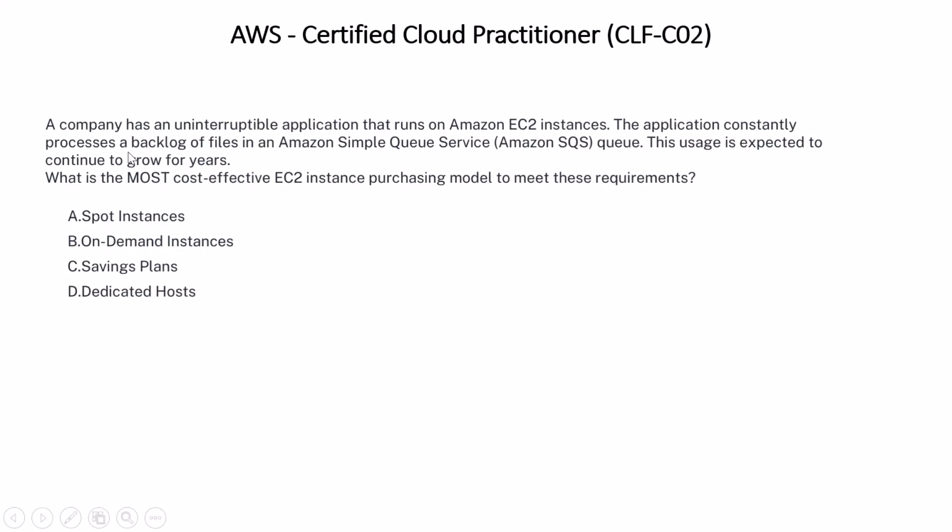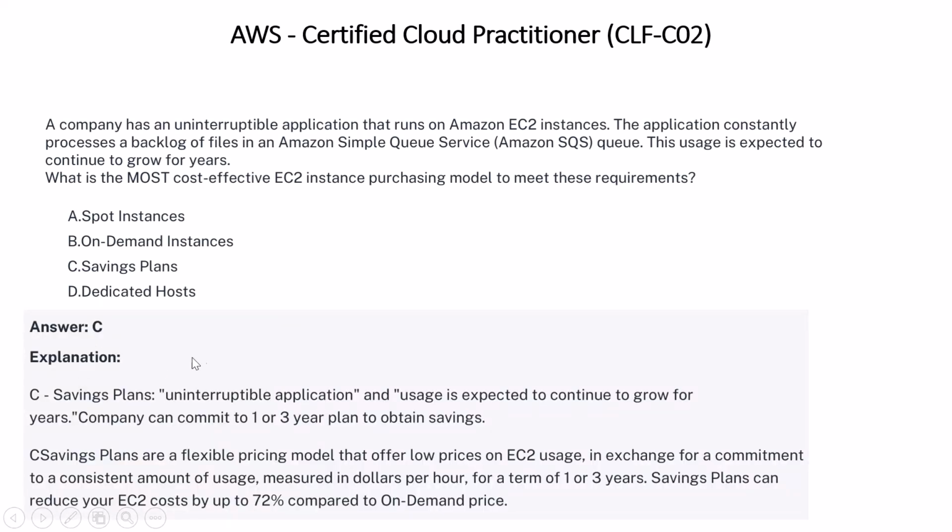Next question. A company has an uninterruptible application that runs on Amazon EC2 instances. The application constantly processes a backlog of files in an Amazon Simple Queue Service queue. This usage is expected to continue to grow for years. What is the most cost-effective EC2 instance purchasing model to meet these requirements? Option A, spot instances, option B, on-demand instances, option C, savings plans, option D, dedicated hosts. The correct answer is option C, savings plans.